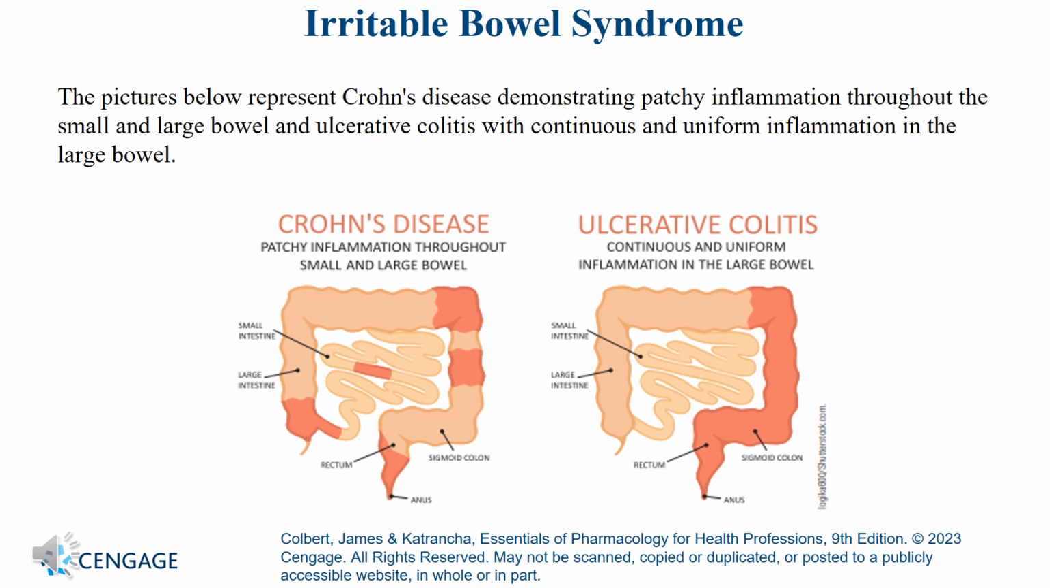Okay, we're going to look at inflammatory bowel disease a little bit more closely. We're going to talk about Crohn's disease and ulcerative colitis. Your Crohn's disease, if you're looking at your screen, is demonstrating patchy inflammation throughout the small and the large bowel. So it's all over. In comparison, your ulcerative colitis is located in the large bowel, but you notice that it is continuous and uniform inflammation. So that's the difference between Crohn's and ulcerative colitis. Crohn's is scattered and ulcerative is uniform.